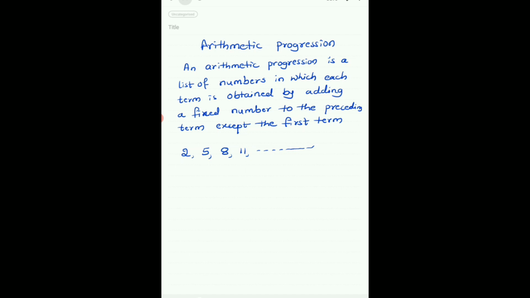Here 2, 5, 8, 11, so on. These are the terms. So 2 is in the first. This is the first term. 5 is in the second, so this is the second term. And 8 is in the third, so it is the third term. And 11 is the fourth term. So on.